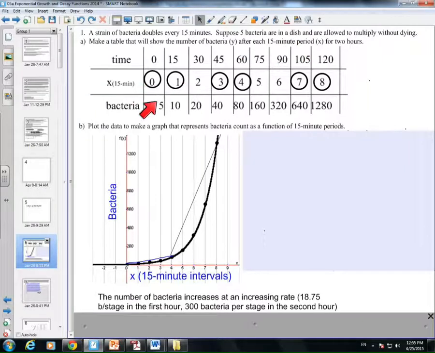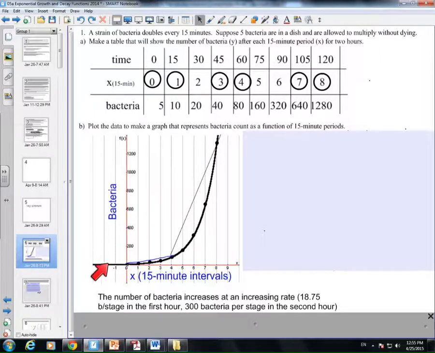At 0 15-minute time periods, there are 5 bacteria. 15 minutes later, we have 10. 15 minutes after that, we have 20, and so on. By the time I get to 2 hours, 120 minutes, I've got 1,280 bacteria. And 15 minutes after that, there's going to be over 2,500 bacteria. So we can see the growth in the beginning is not very significant, but after a very short period of time, suddenly the bacteria are taking over.